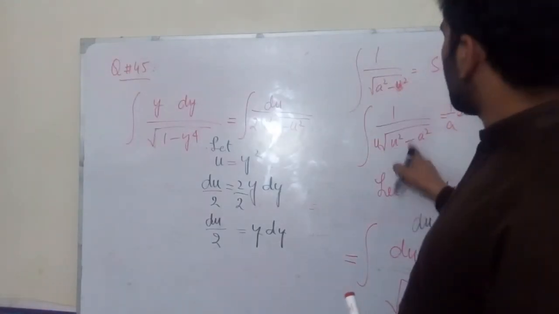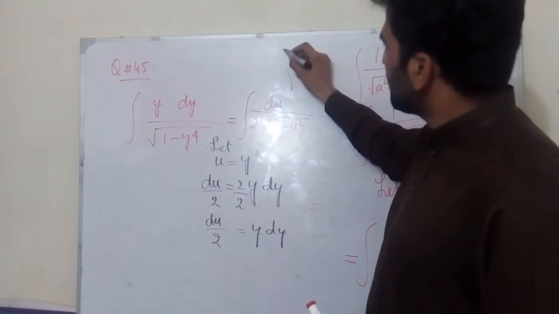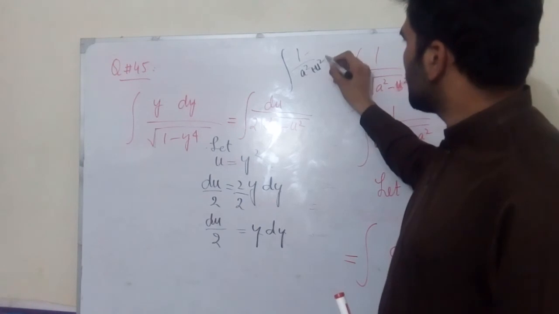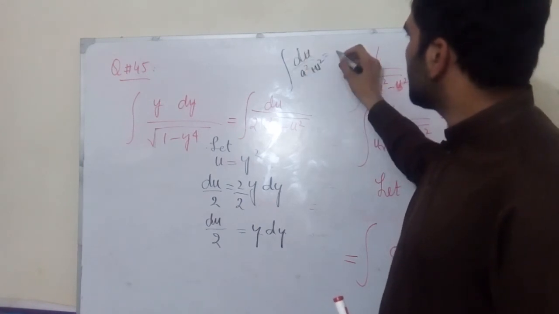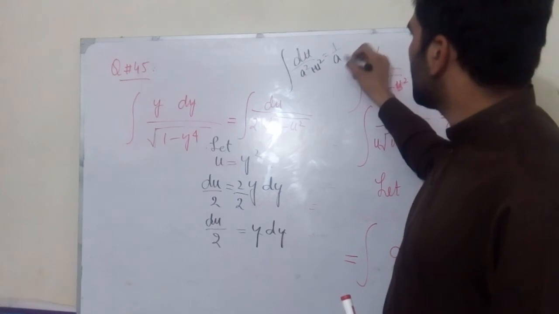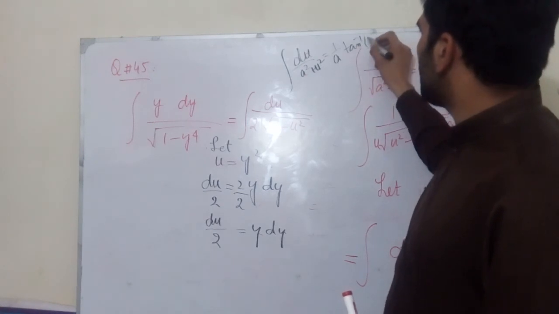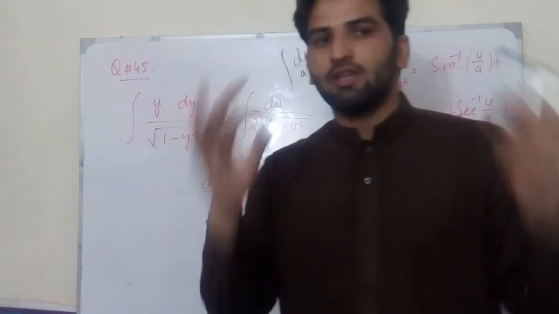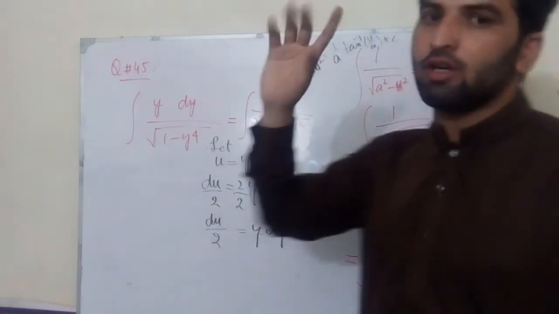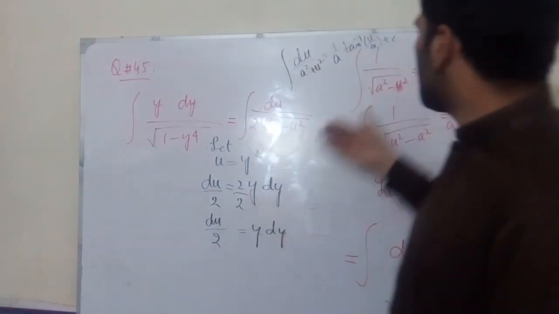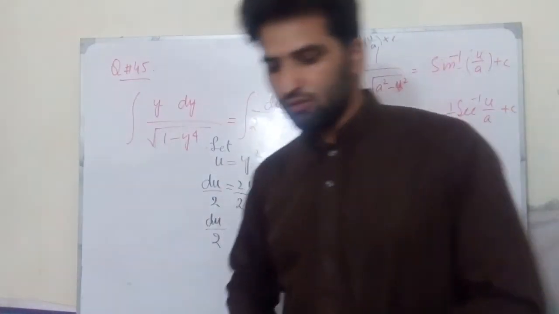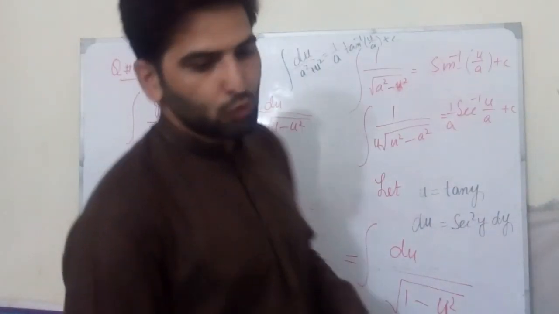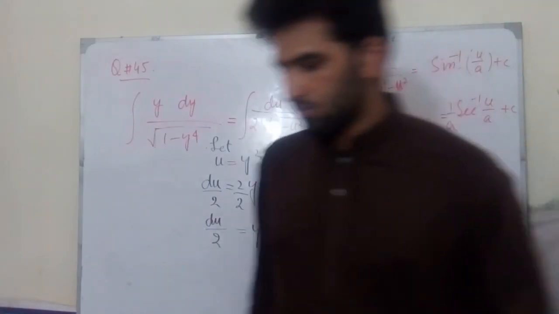But if you have a positive here, so this is integral 1 over a square plus u square. So this is obviously equal to 1 over a tangent inverse u by a. So for only positive you have tangent. So for a positive sign in the denominator and no root, tangent comes. When there is a root, you have to use sine or secant. No problem. So in the next lecture we will do 6.10. So thank you very much.